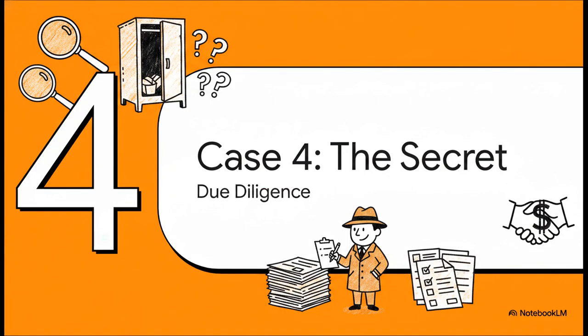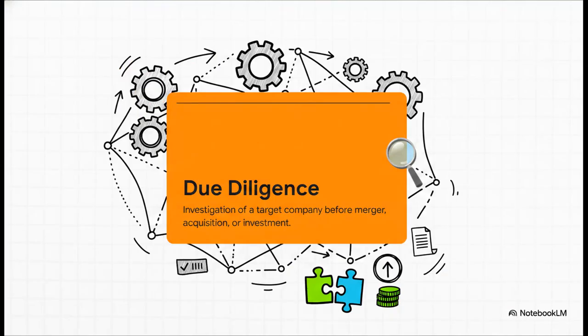And that brings us to our final file, Case 4, The Secret, Due Diligence. This is where you dig deep into a target company's closet right before a major deal goes down. Due diligence is a comprehensive investigation of a target company before a merger, acquisition, or significant investment. It is so essential to understand that this is an agreed-upon procedures engagement. We aren't giving a traditional audit opinion here.